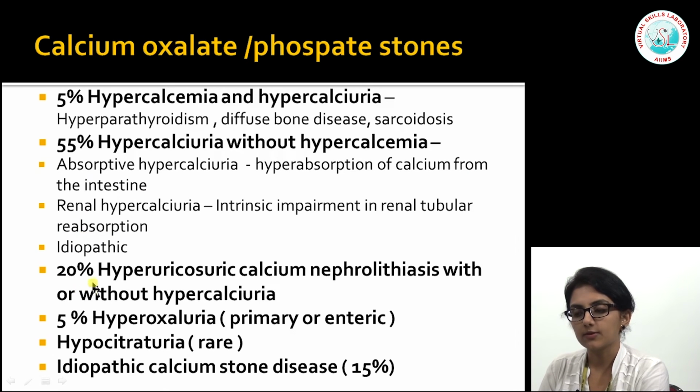In a smaller percentage of patients, you could actually have hyperuricosuric calcium nephrolithiasis with or without hypercalciuria. Therefore, there would be increased uric acid levels in the urine without increased calcium levels in the urine. In a small percentage of patients, approximately 5%, there would also be evidence of increased calcium in the blood. Therefore, hypercalcemia along with hypercalciuria. This can be seen in states of hyperparathyroidism, diffuse bone disease, for example, due to metastasis, or sarcoidosis.